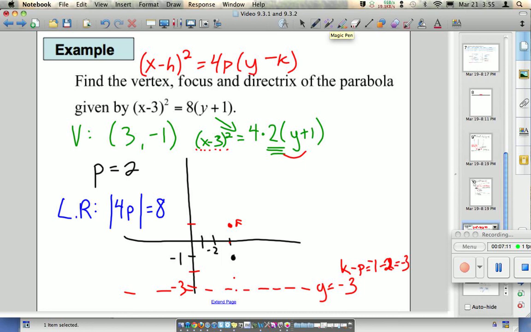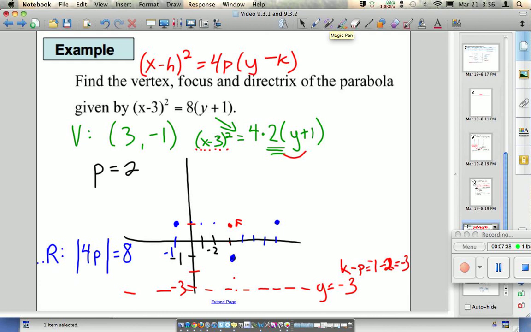So that means, now remember, the focus would be in the middle of that, so that means I need to go 4 to the left and 4 to the right. So 1, 2, 3, 4 to -1. That's 1 point on my parabola, and I go 4 again in the other direction. So I'm going to end up right here. So I have 3 points on my parabola, my vertex, and the 2 endpoints of my latus rectum. And I'm now ready to graph my parabola.